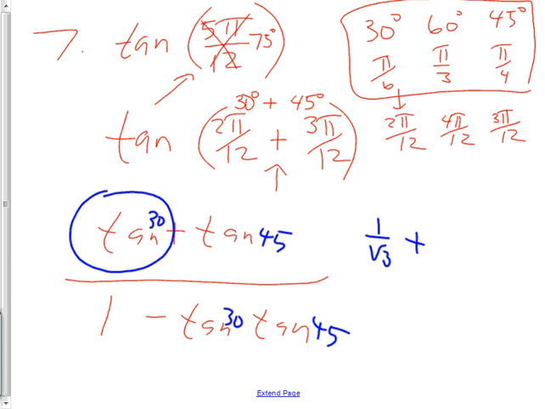plus tangent of 45. TOA, opposite over adjacent. Tangent, that's 1 over 1, isn't it? I think that's 1. Over, on the bottom, 1 minus tangent of 30. Well, I just did that one. Cool. So 1 over root 3 times 1.